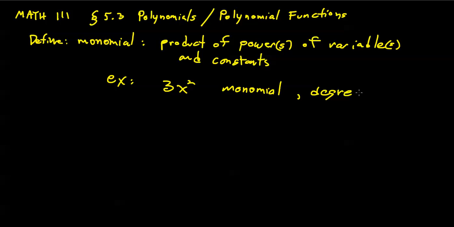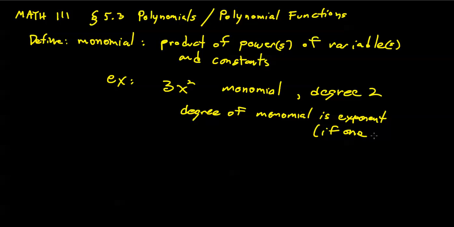And we often classify these monomials according to their degree. And of course, the degree of a monomial is the exponent you see on that variable if there's just one variable. So I'll write down: the degree of a monomial is the exponent on that variable if there is one variable.